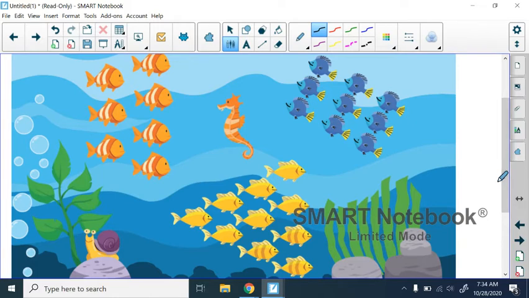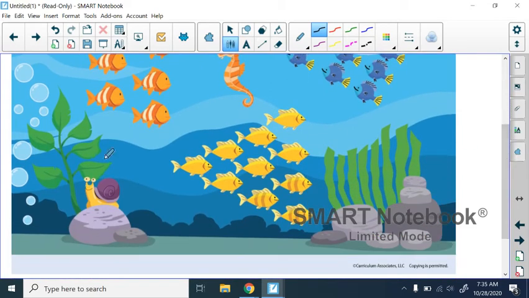Did you circle some groups in the picture? Maybe you circled the group of yellow fish or the group of orange fish. There's also some blue fish and a little seahorse by himself. Maybe you put a ring around some of the groups of leaves down here or the group of rocks. There's even a group of bubbles over here.